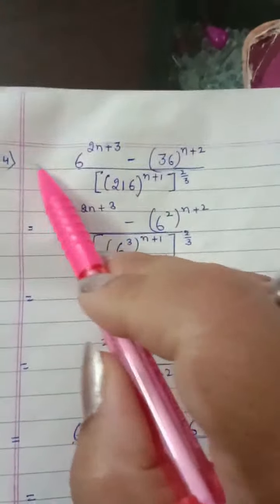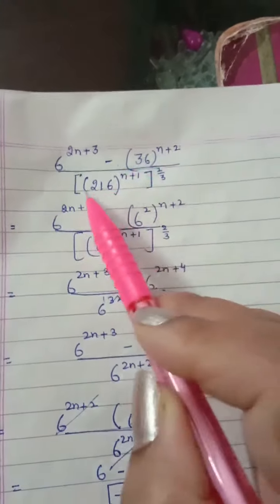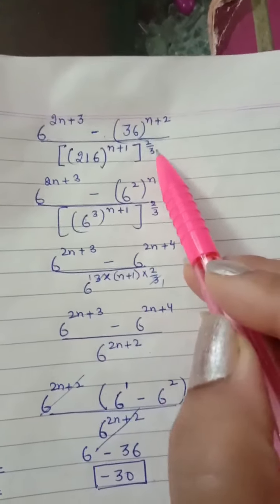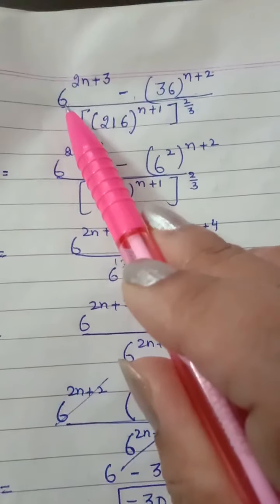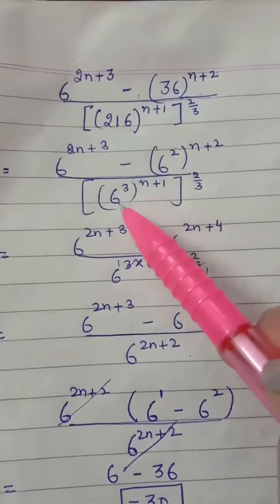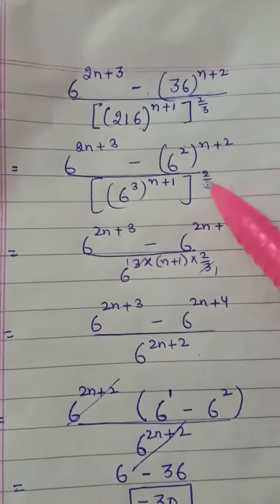Okay. Last part of the question, 6 to the power 2n plus 3 minus 36 to the power n plus 2, bracket 216 to the power n plus 1, outside power 2 upon 3. Now here what we are going to do is, we'll try to change all the bases to 6 because we have 6 base. 36 can be written as 6 to the power 2 and 216 can be written as 6 to the power 3. Rest everything remains same. We did not change any other thing.